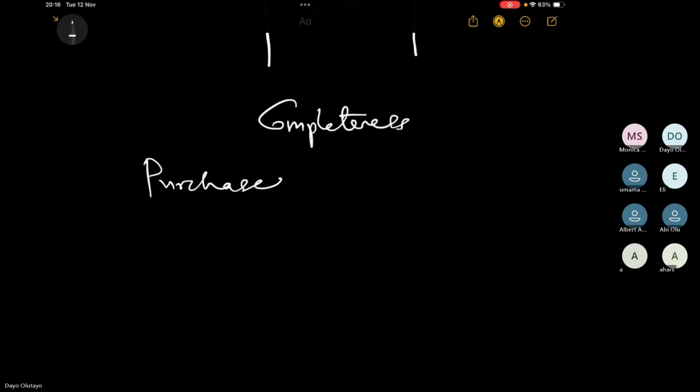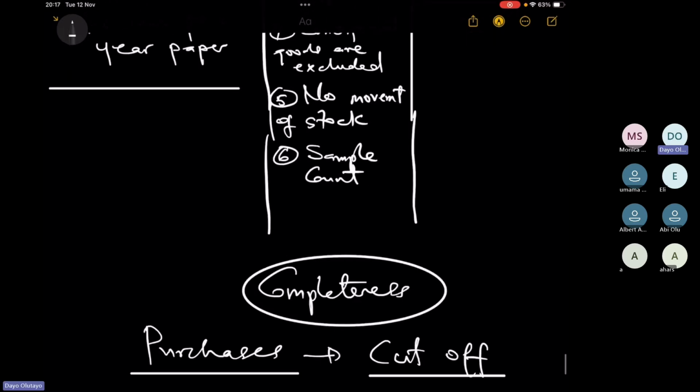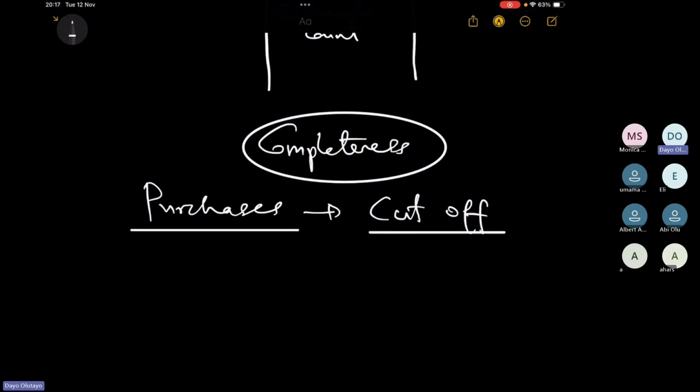So remember, when we talk about account receivable, we spoke about sales. So when we talk about inventory, we'll be talking about purchases. Which means for purchases, we also need to talk about the cutoff, like we talk about cutoff for sales. Because, like I said, for you to have confidence on completeness, you need to have confidence on your movement schedule.